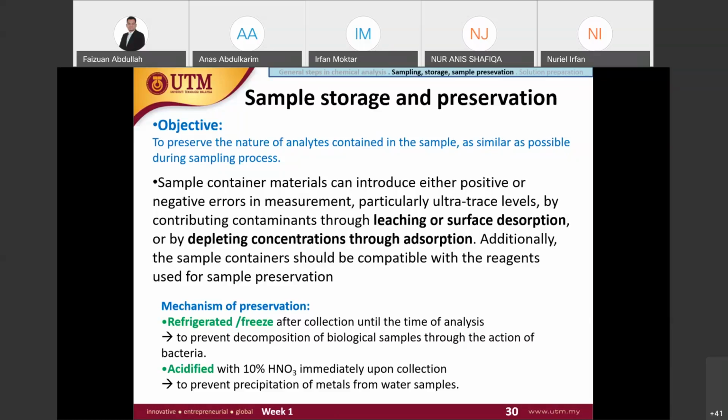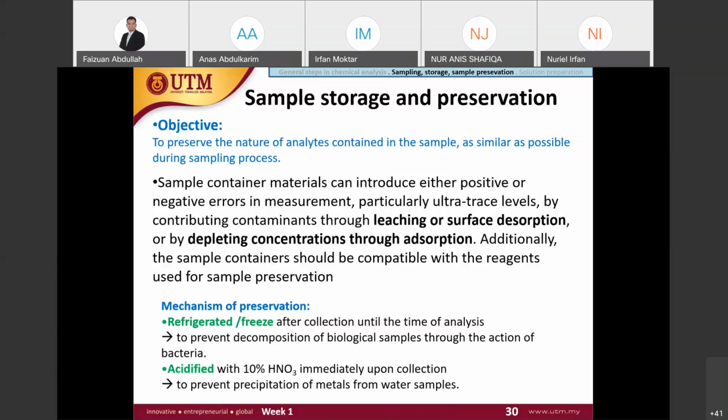Or by depleting concentration through adsorption. For example, still in our cup of tea analogy, we have a cup of tea and we put in two spoons of sugar. What happens is the material of the cup absorbs some of the sugar. For example, half a teaspoon of sugar is absorbed by the glass, by the tea cup.